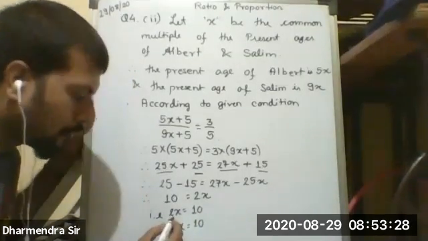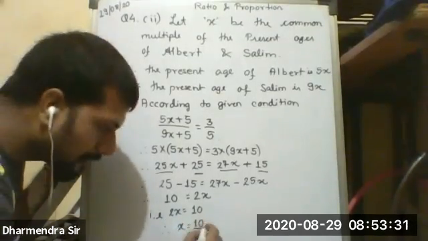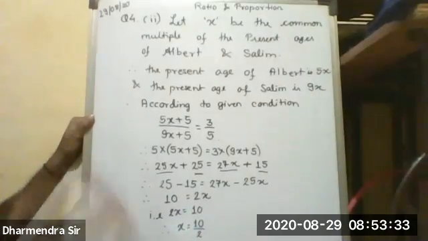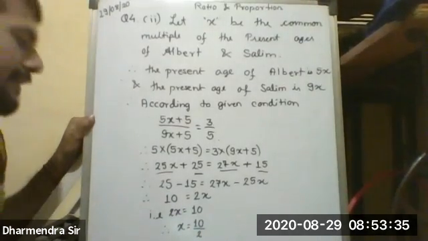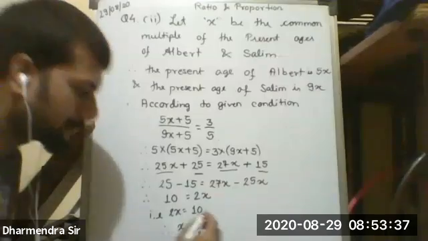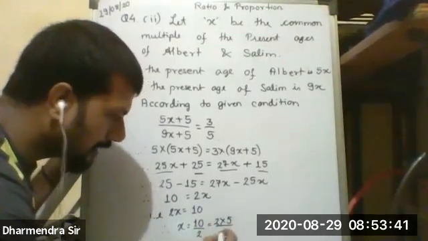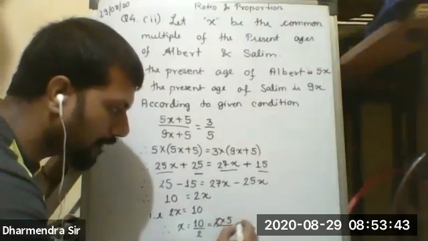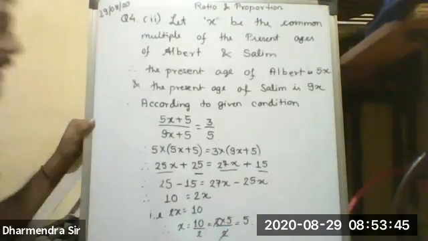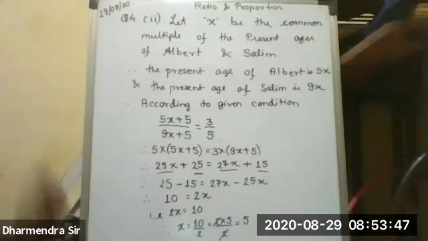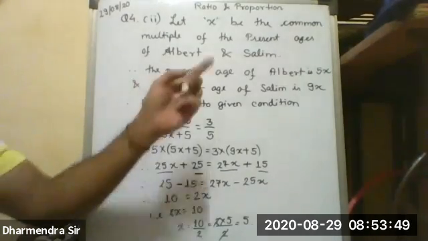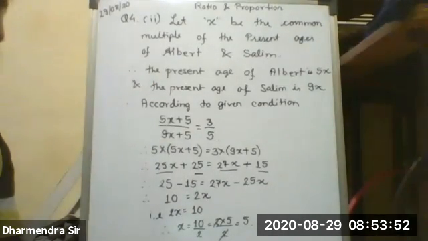As 2 is in the form of multiplication on the left hand side, it will be in the form of division on the right hand side when we take that number to the right hand side. So 2 fives are 10, and the 2s cancel. What remains? So the value of x we got is 5. Now the present ages can be easily calculated.